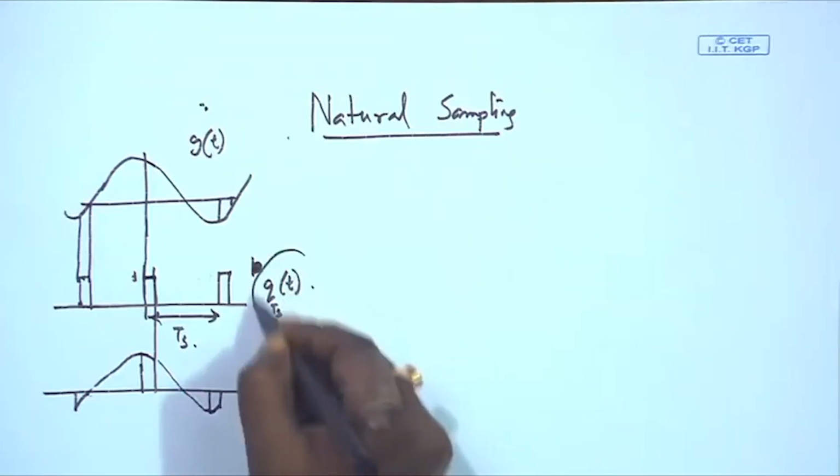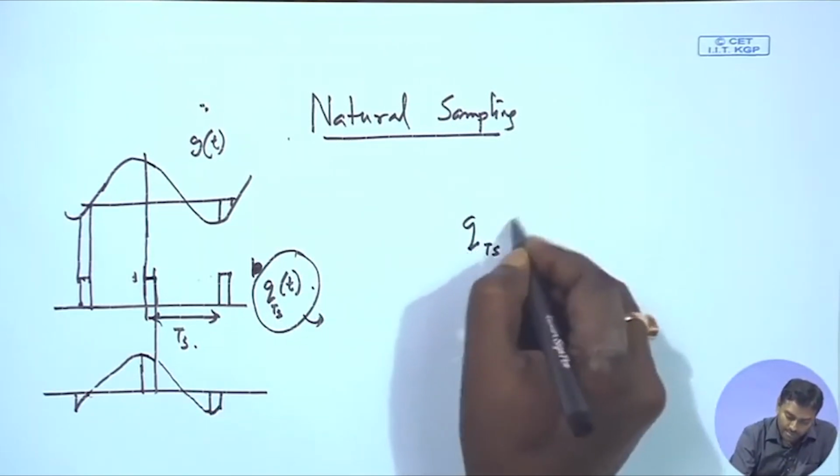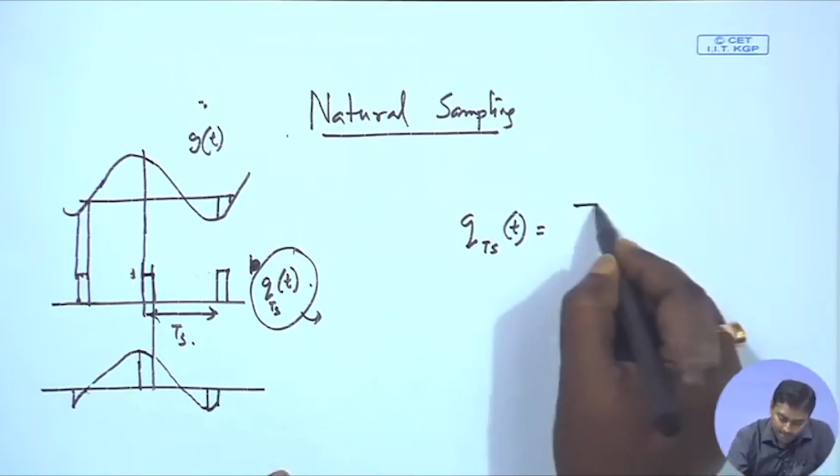Natural sampling means that within the pulse duration you are allowing the signal, or the top of the pulse, to follow the signal. That is what we are trying to do. Can you now characterize it in the frequency domain and try to see it the way we have done for flat top sampling? That is something we will try to do. For that, first of all we have to characterize these things. So q t s t, what is that? That is a periodic signal, right? If it is a periodic signal, I can always write it in Fourier series.